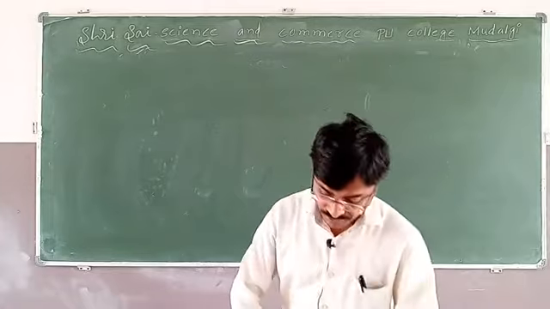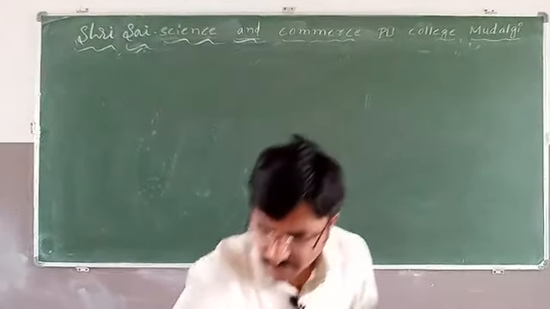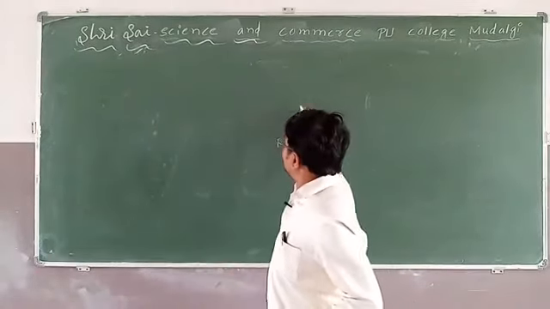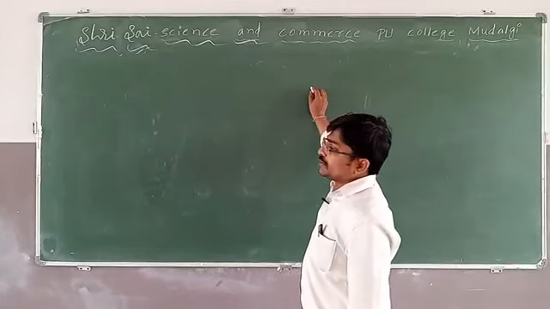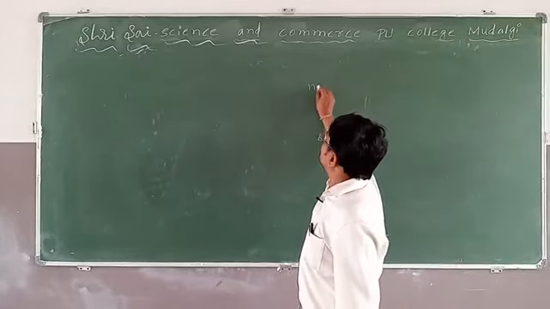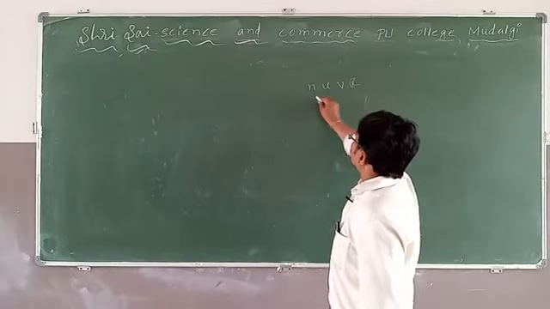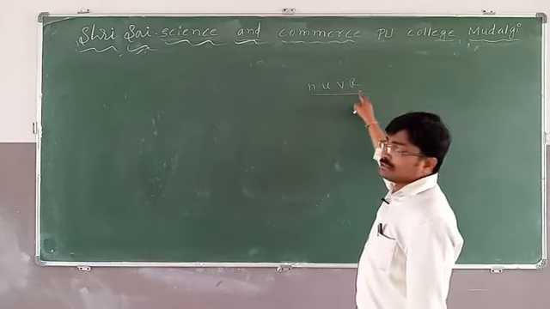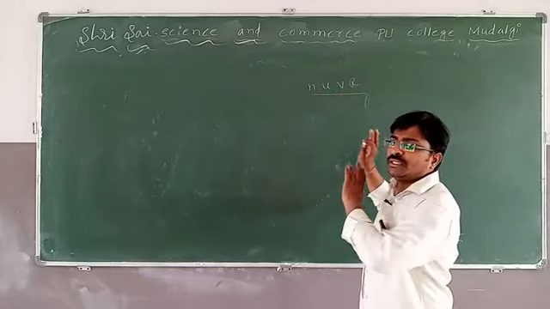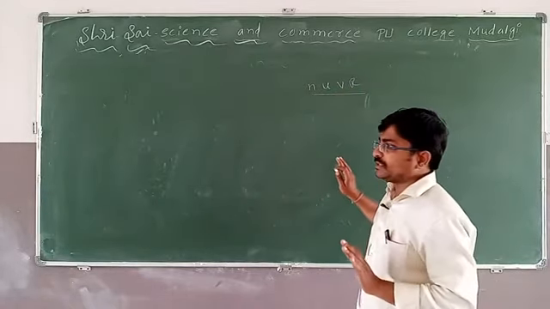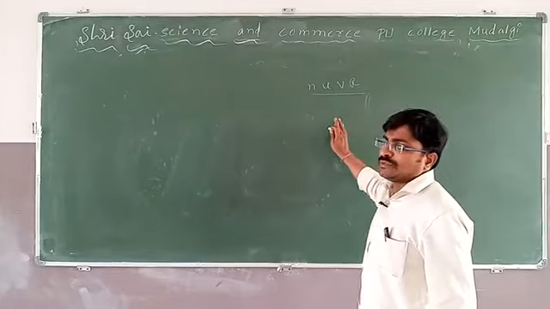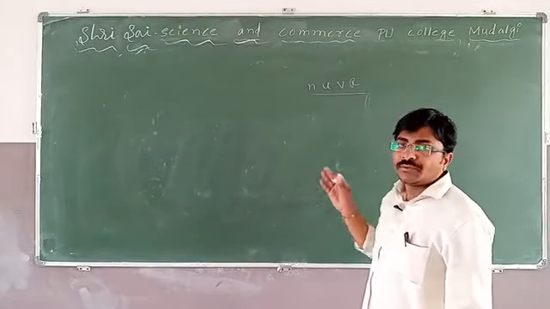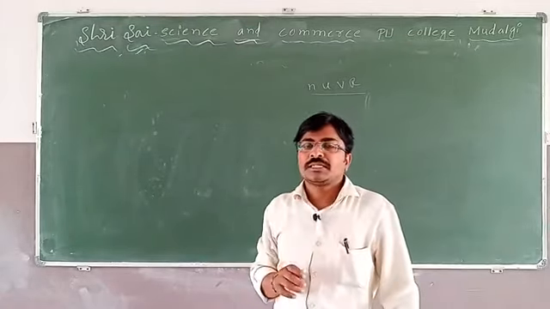We derived the equation, or relation, between n, u, v, r. What is the relation between these four? This is already discussed in refraction through the spherical surface. We must know this equation to derive today's lens maker's formula.